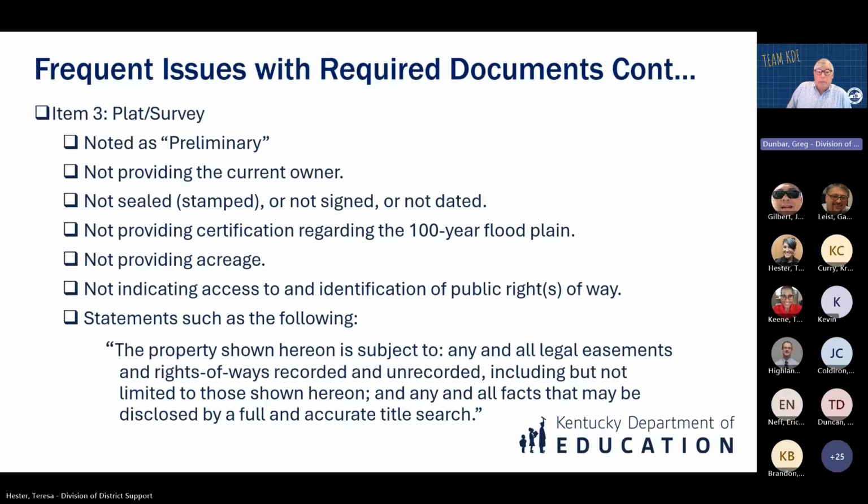So, frequent issues continued. Plat and survey: notice preliminary, not stamped, sealed, or signed, not providing certification regarding the 100-year floodplain. And statements such as the following, which I call COIA statements: Property shown hereon is subject to any and all legal easements and rights of way, recorded and unrecorded, including but not limited to those shown hereon, and any and all facts that may be disclosed by a full and accurate title search. Next slide, please.